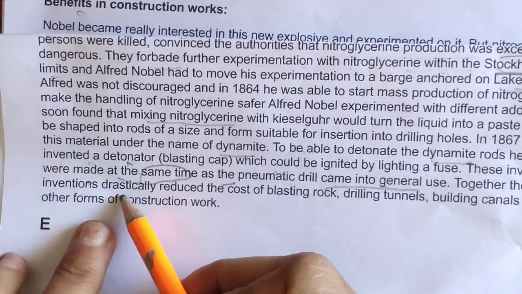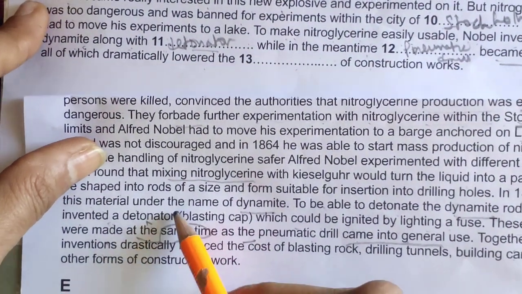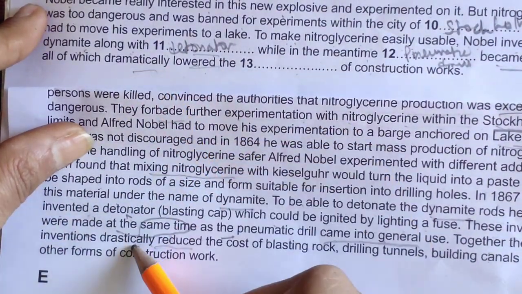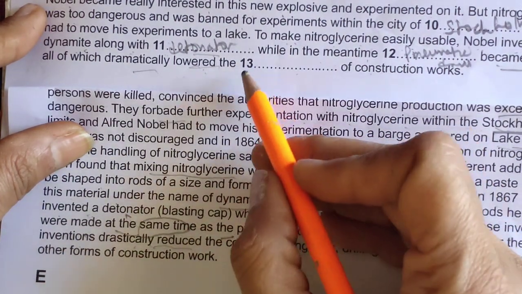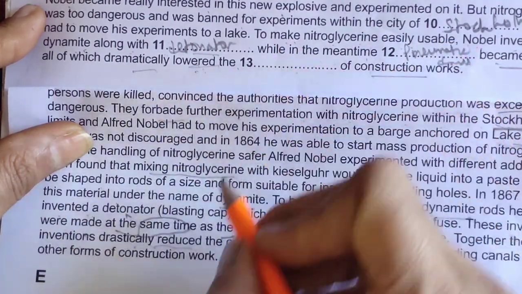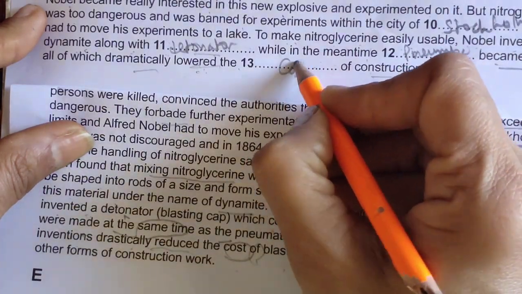Together these inventions, drastically means, you can see the word lowered. Lowered, drastically reduced. Dramatically means drastically, reduced means lowered the cost of blasting rock, the construction works, lowered the cost. The word cost is also there, so cost will come here.